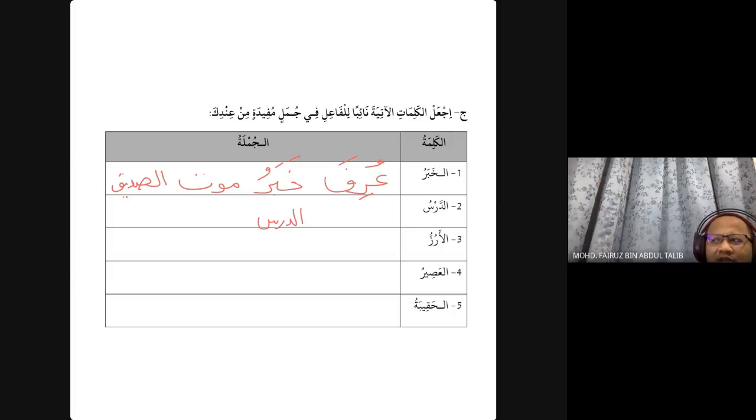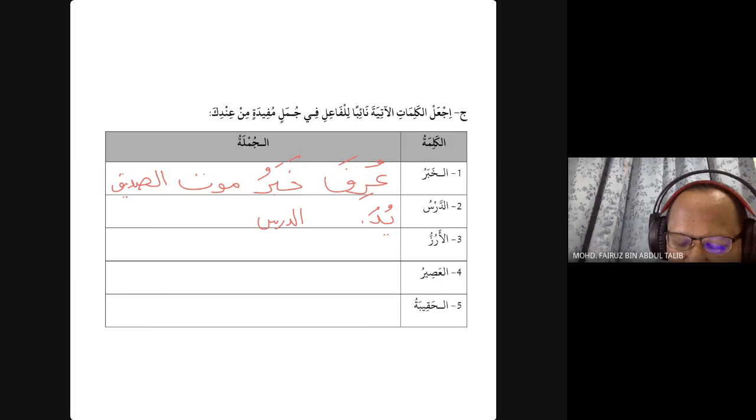Yudarrisu. You want to say teach. But now change it to the majhul form. When we say yudarrisu, it is in the ma'lum form. You need to mention the person who teaches it, the teacher. Yudarrisu al-ustaz ad-darsa. Yudarrasu.